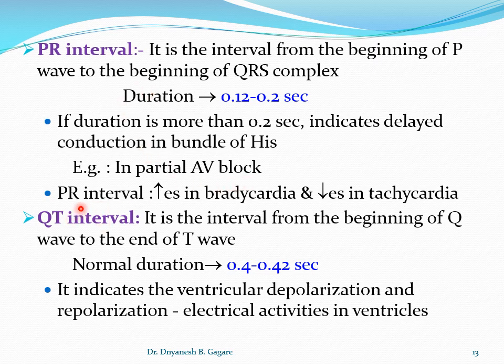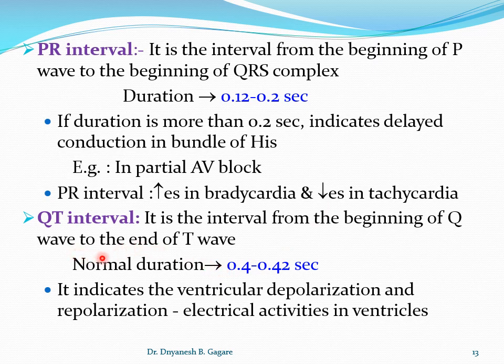Now normally the PR interval is more in bradycardia. Bradycardia means the heart rate decreases below 60, and the PR interval is decreased in tachycardia. Tachycardia means the heart rate is more than 100, and if there is a tachycardia, then the PR interval decreases. Okay.